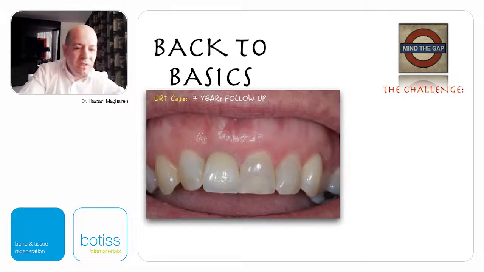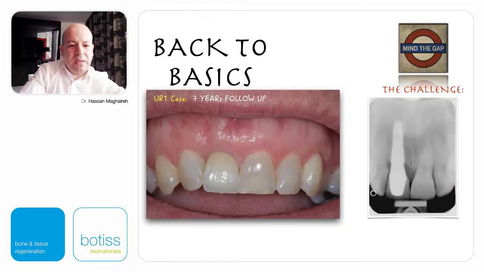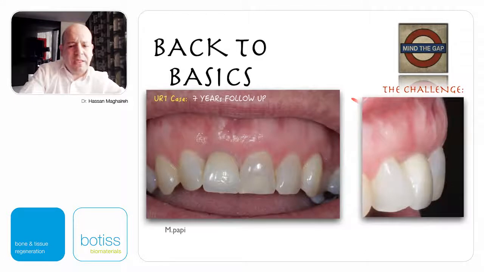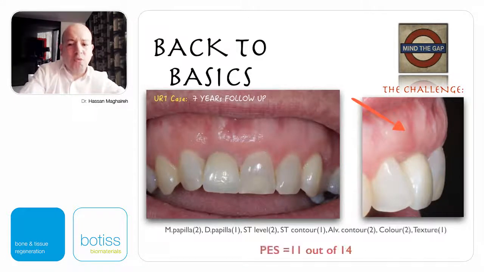And you could imagine if we had some extra recession in this case with a high smile line, how badly would this case have influenced the patient's standard of life. So that's the dental implant, and you could see even the lateral profile. This is what we were talking about, the convexity, getting the convexity right.